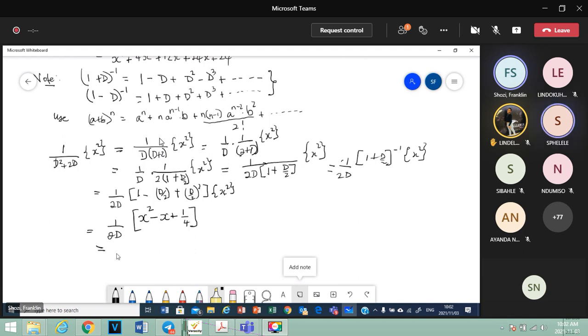Next, I apply what is outside. 1 over 2 is outside there. But what is 1 over d on that? 1 over d means integrate. What is the integral of x squared? It is x cubed over 3. What is the integral of x? It's minus x squared over 2. What is the integral of this constant with respect to x? It is x over 4. And this is your answer. Are there any questions?